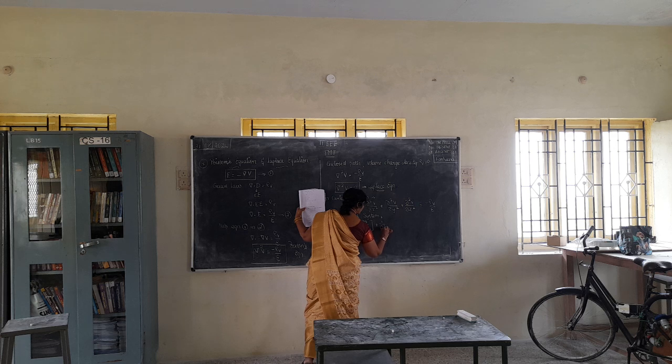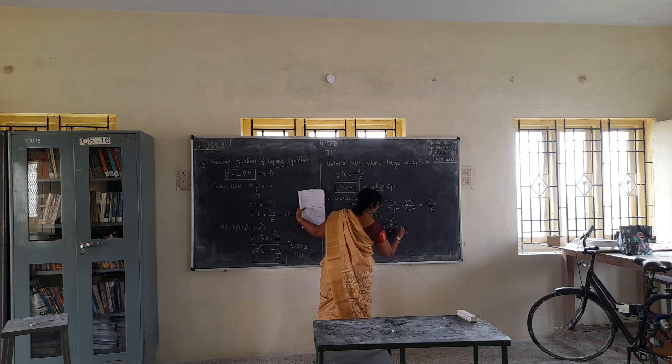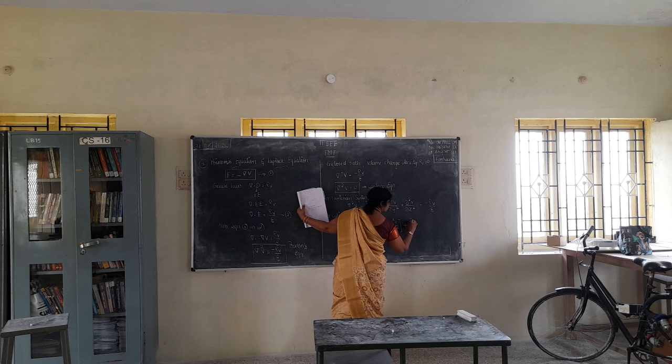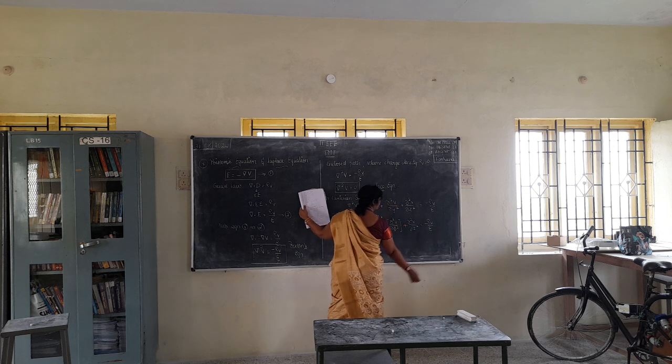1 by rho square into del square V by del phi square plus del square V by del z square equal to minus rho V by epsilon.